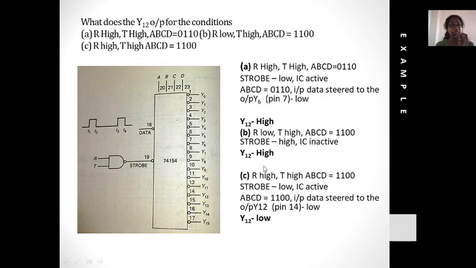Coming to the third condition, R high, T high. Both high, so strobe is low. The NAND gate output is low. IC active. What is ABCD now? 1, 1, 0, 0. That is 8 plus 4, 12. So the input is switching to Y12. So Y12 is low, and all the others will be high. So what is the answer? Y12 is low and all the others will be high.